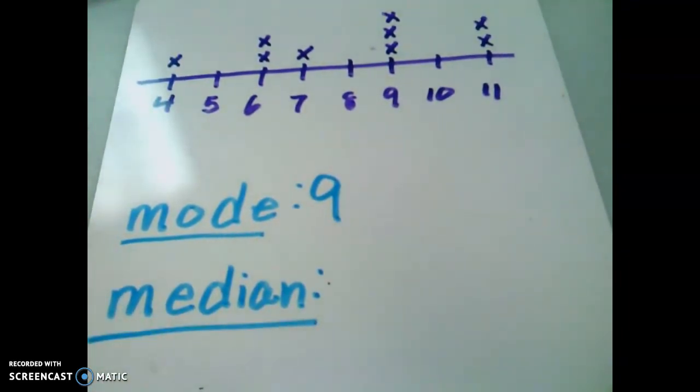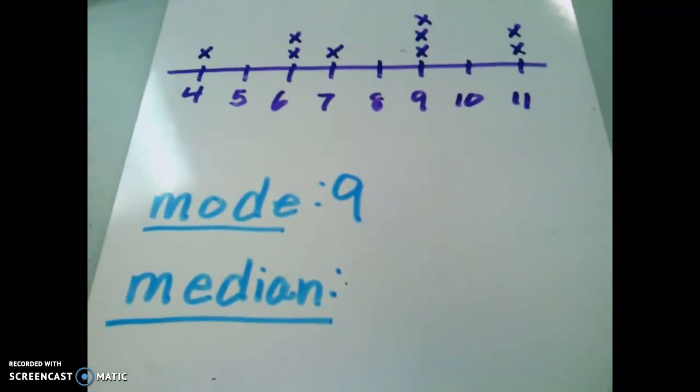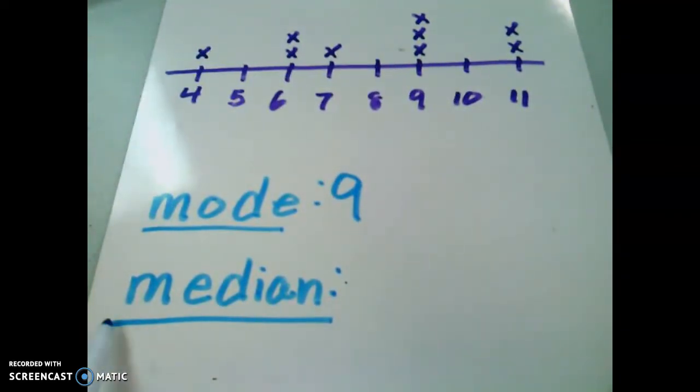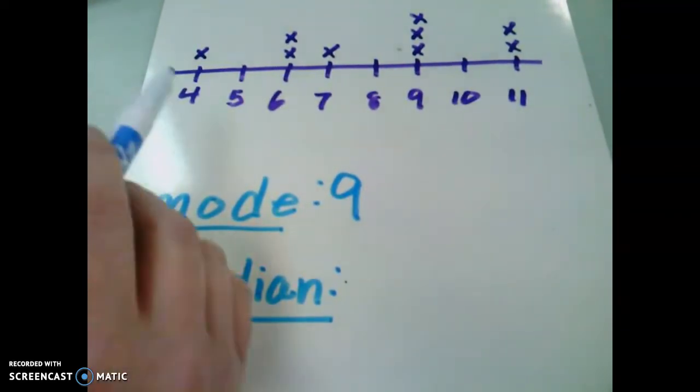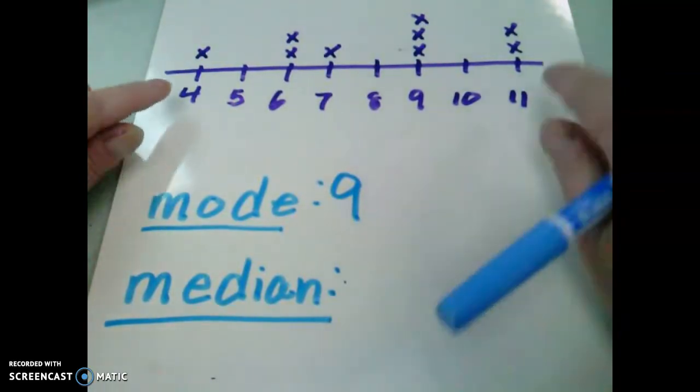Now, median means the number in the middle. If you think about it, when you're driving in town and there's a median, that's the center part of a street that you can't drive on. So median is in the middle. So I look at my numbers. I don't look at the x's for this, and I'm going to see how many numbers I have.